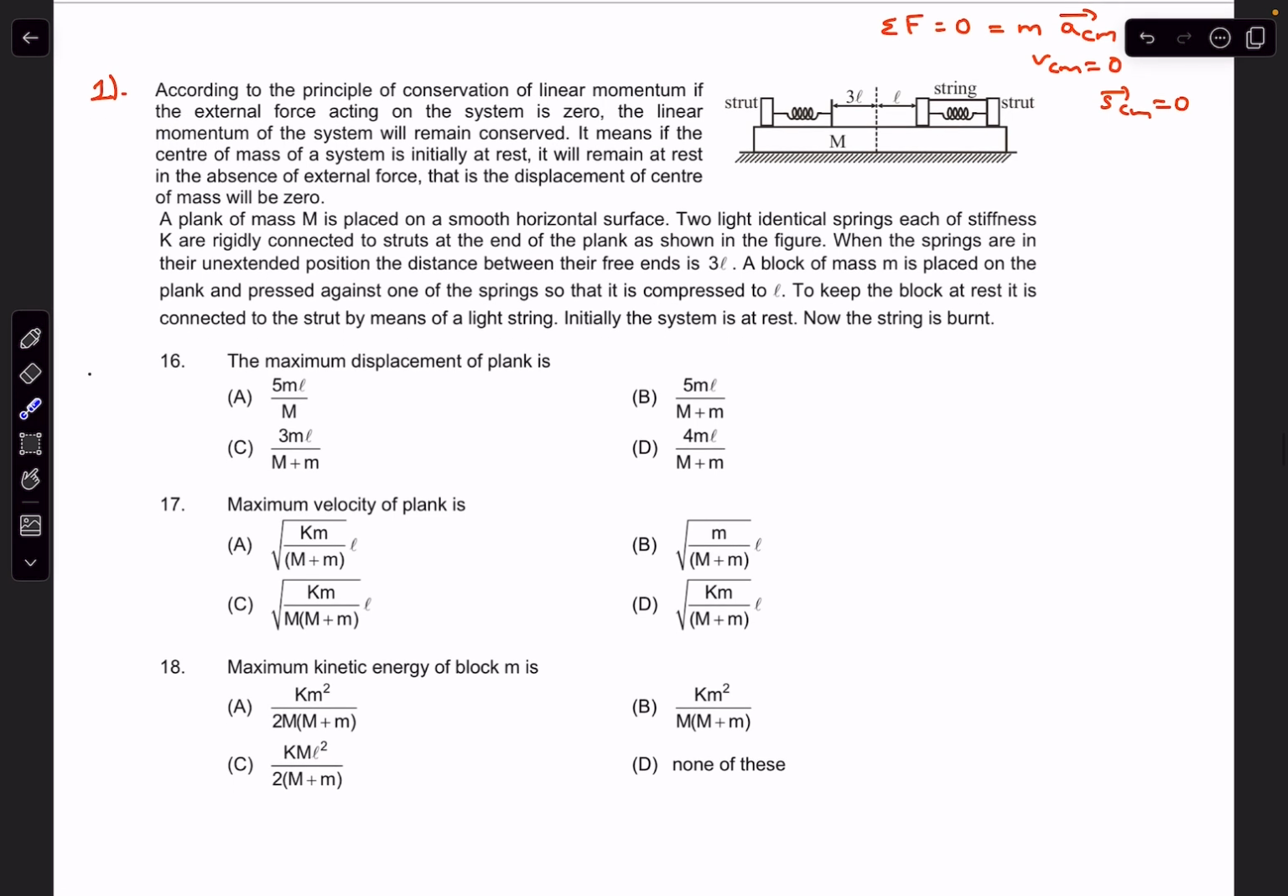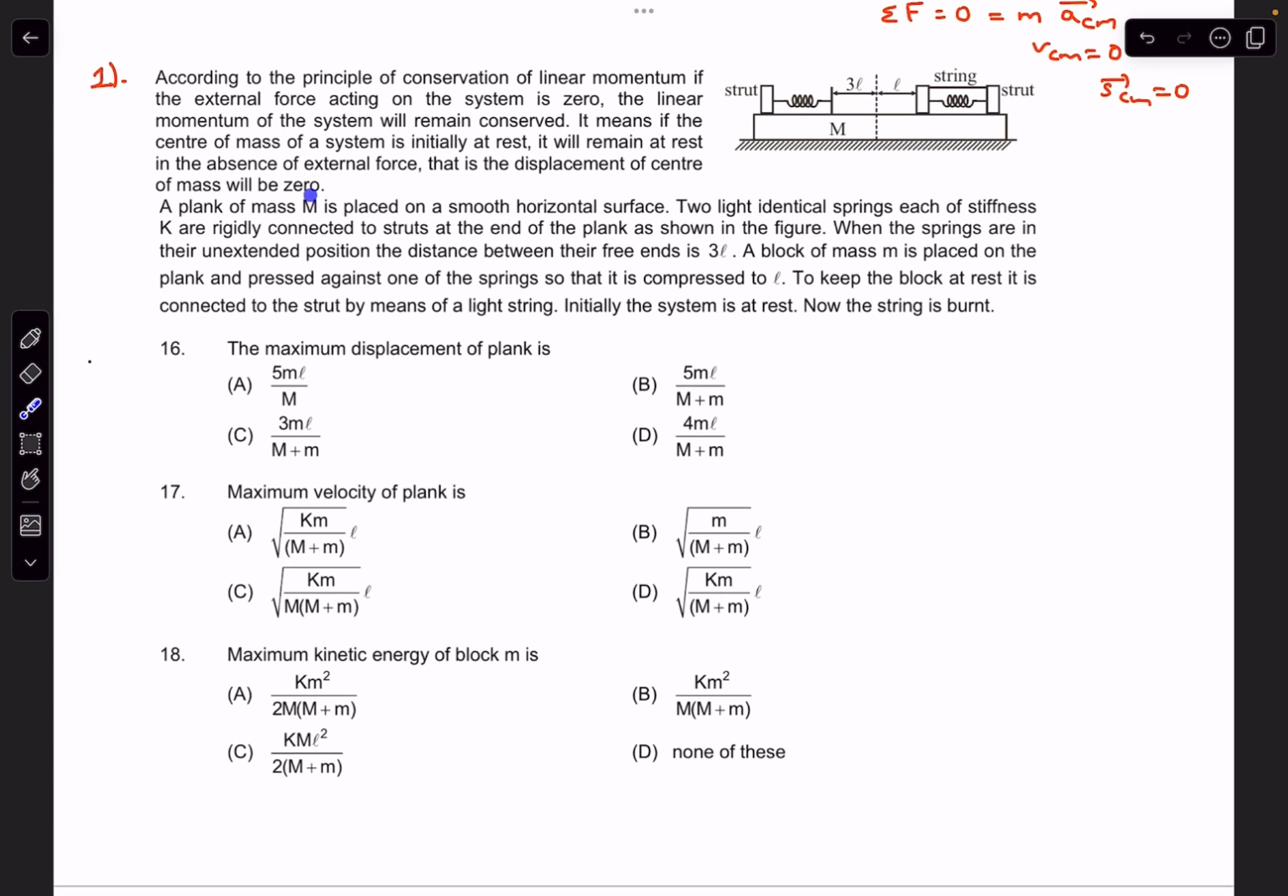The second paragraph tells us about the question. We have a plank of mass capital M. This is the plank and it is placed on a smooth horizontal floor. Two light identical springs, each of stiffness K, are rigidly connected to the struts at the end of the plank as shown in the figure. These are the struts and they are rigidly attached to the plank, which means they can't move relative to the plank. Now, when the springs are in their unextended position, the distance between their free ends is 3L.